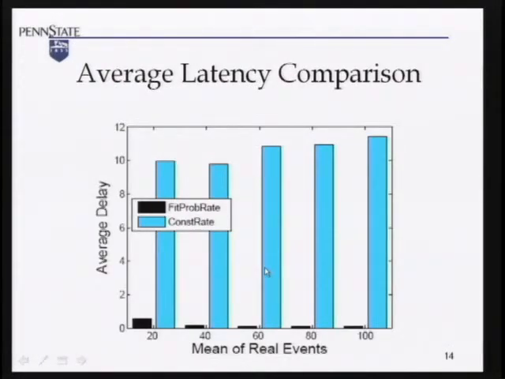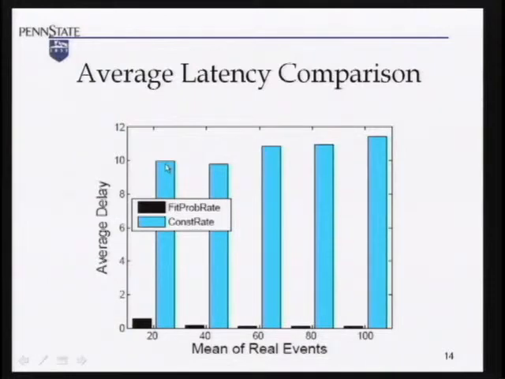Okay, so here we did some comparison with the constant rate scheme. In this figure, the x-axis is the mean of the real event interval, which means the real event is generated, on average, every 20 seconds. The average delay you can see here is for the constant rate scheme.